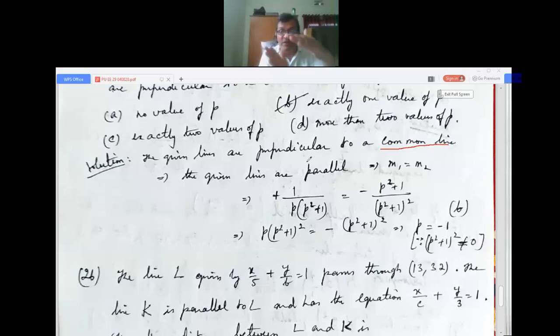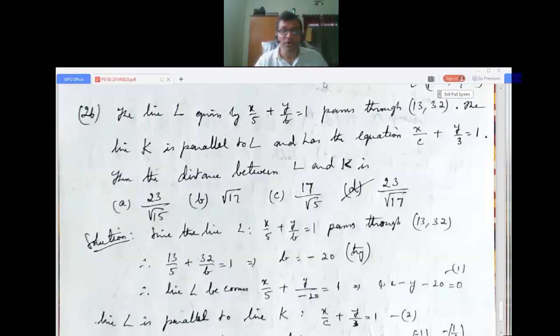The given lines are perpendicular to a common line, which means the given lines are parallel, so their slopes are equal. So minus b by a, using the formula for ax plus by plus c, where b is the coefficient of y and a is the coefficient of x. Cross multiply and simplify, and you will get p equals minus 1, because p squared plus 1 whole square is not equal to 0, you can divide. We get p equals minus 1, so the second option.